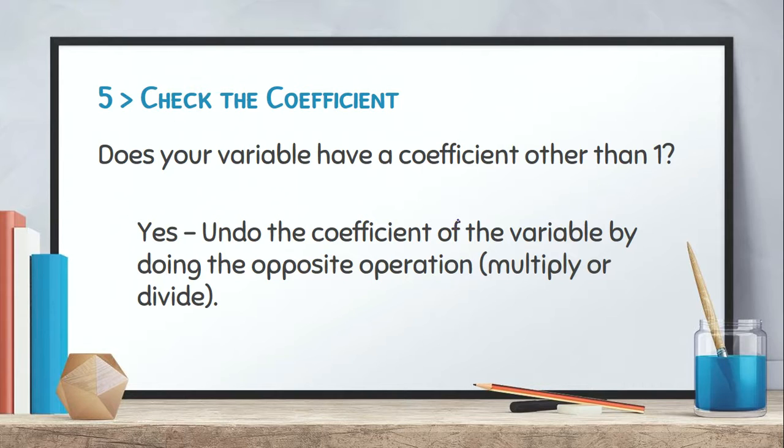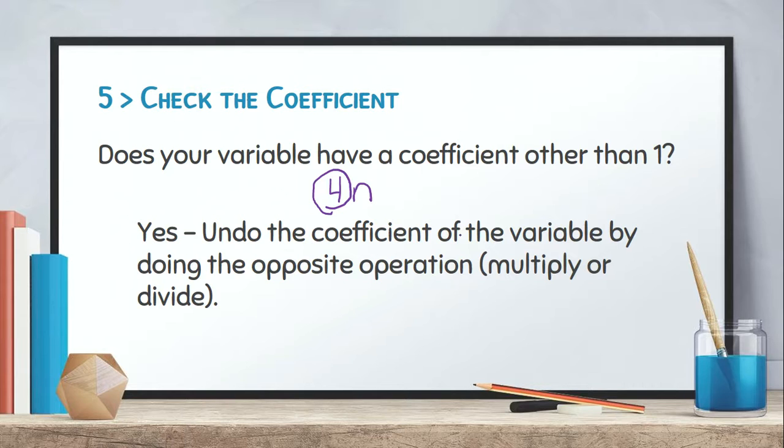So then we're going to check the coefficient. We're at step 5 now. We're all the way down to that fifth slot on our tabs. So we're doing pretty good. Does your variable have a coefficient other than 1? Remember, a coefficient is the number with the variable. In this case, the coefficient would be 4. 4n is the total term. n is the variable. 4 is the number with it.